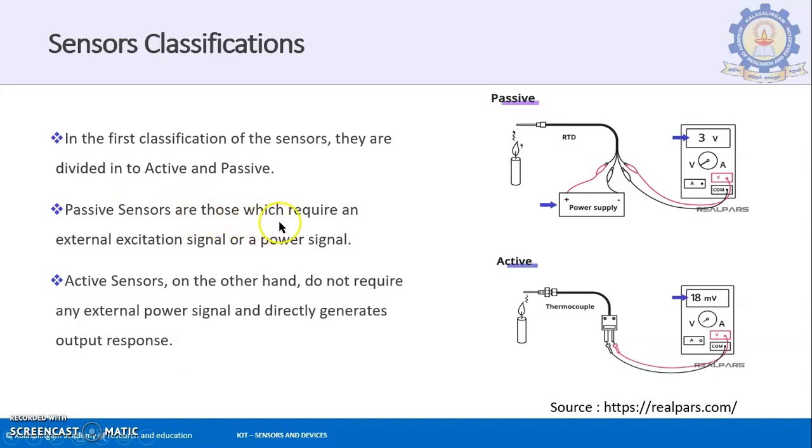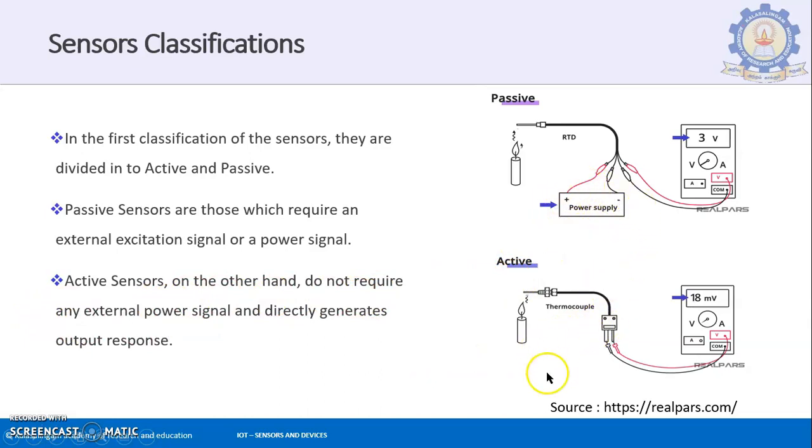Passive sensors are those which require an external excitation signal or a power signal. So passive sensors require an external excitation. That is, a power supply is required over here. Then only this particular sensor will work. That is what you mean by passive. And the opposite of that by default is going to be the active. On the other hand, they do not require any external power supply.